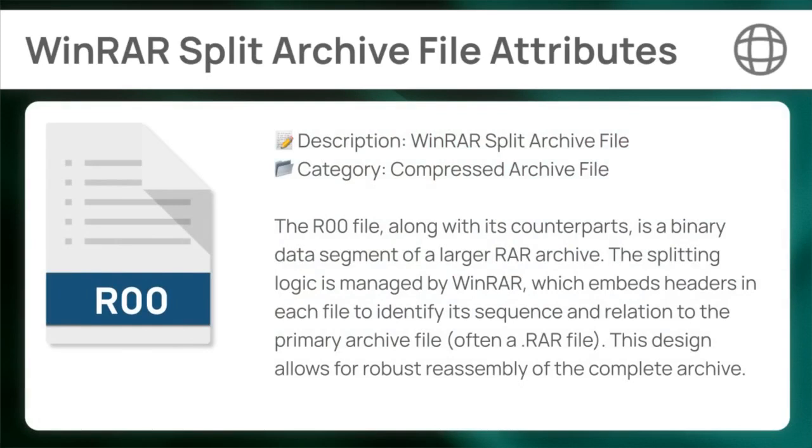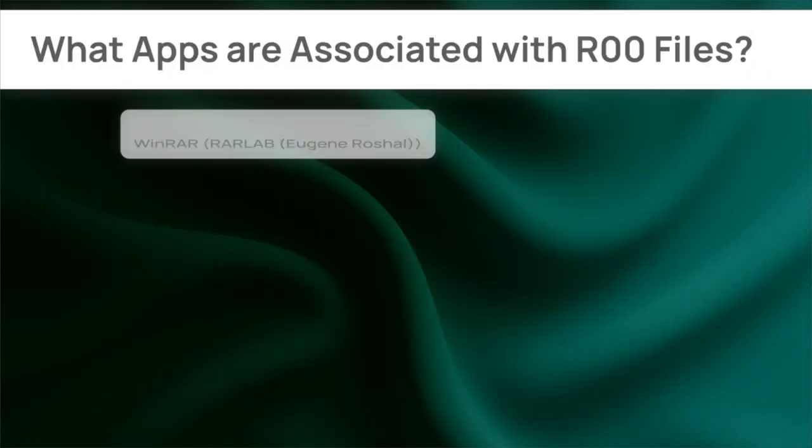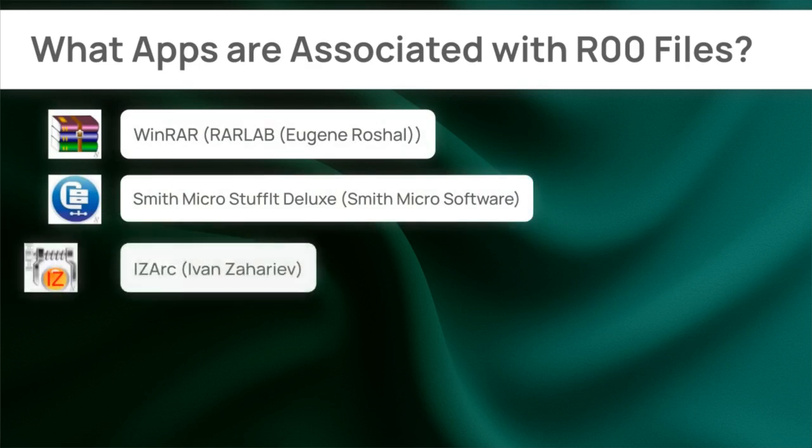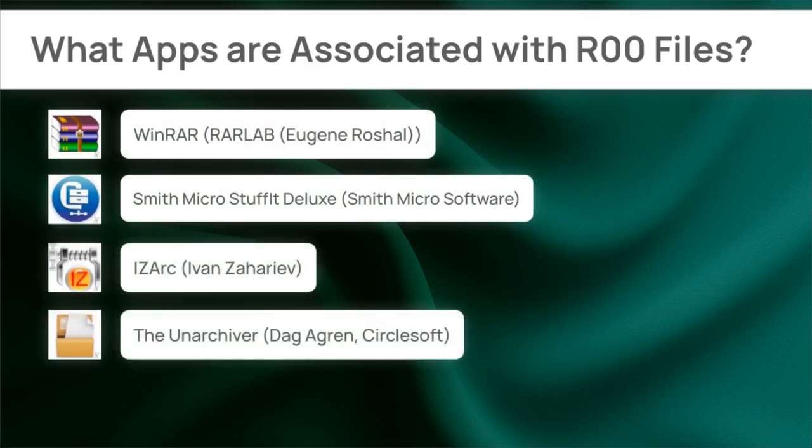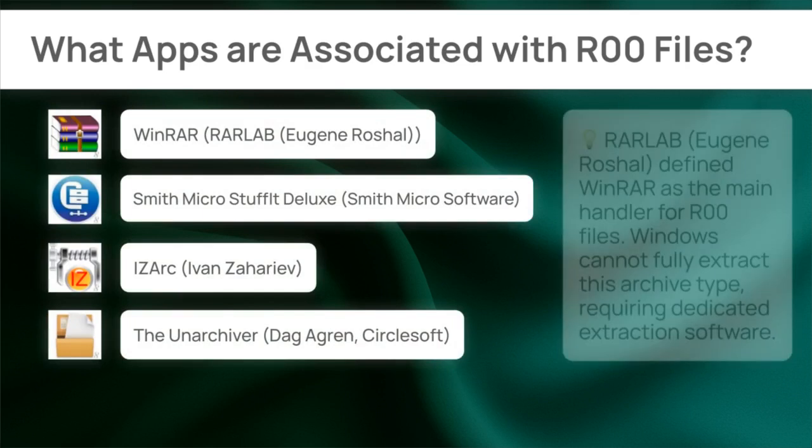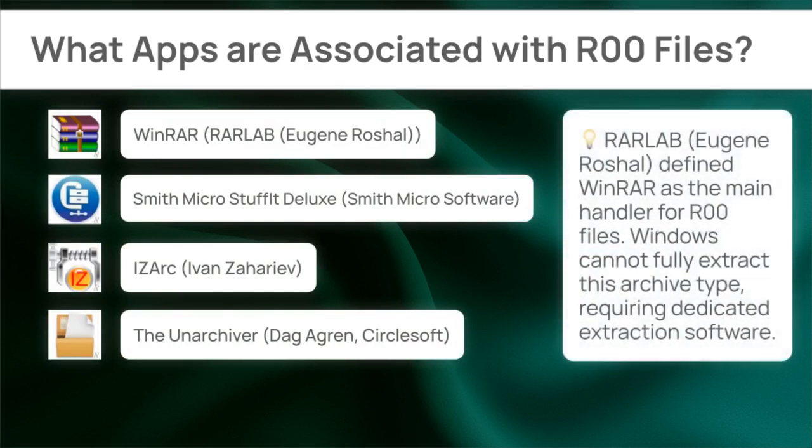The splitting logic is managed by WinRAR, which embeds headers in each file to identify its sequence and relation to the primary archive file, often a .rr file. This design allows for robust reassembly of the complete archive. The R00 format was designed to be handled by WinRAR from RARLAB, Eugene Roshal. Windows cannot fully extract this archive type, requiring dedicated extraction software. Windows supports limited archive interaction, so full access requires dedicated decompression tools.